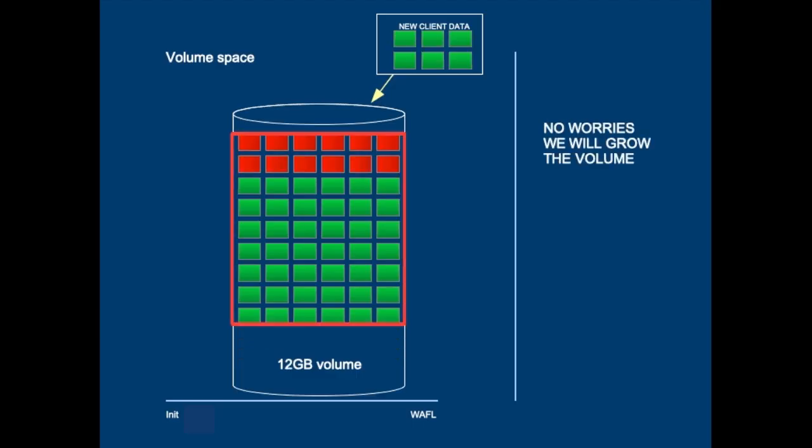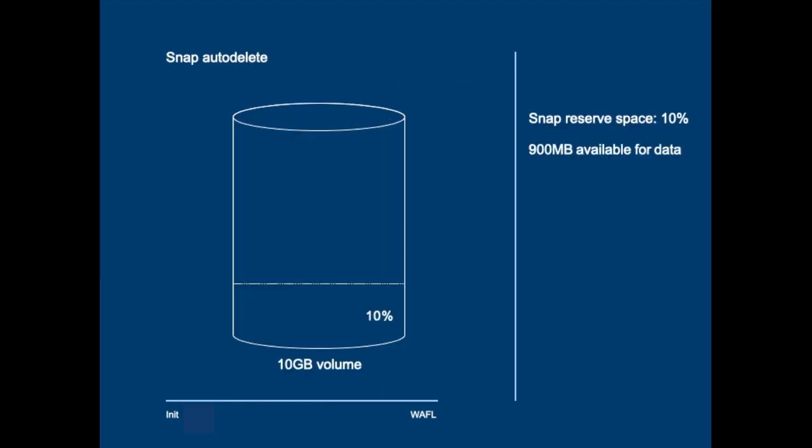We have one more option left, and that is to grow the volume. This can be done automatically. You can automatically grow volume when space is getting thin. And once clients start deleting files, the volume can also automatically be shrunk again. We'll have a look at that in a demo in a second. I'm going to talk about snapshot auto-deletion first.